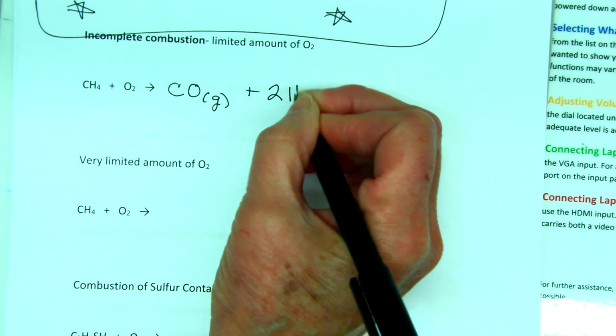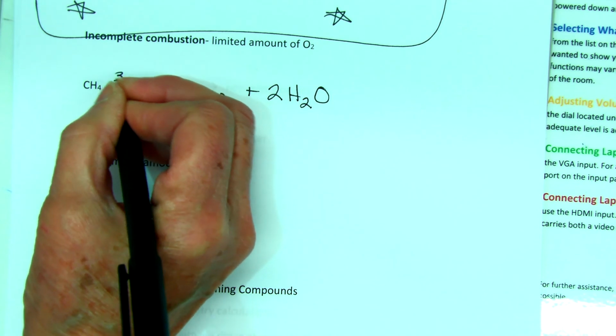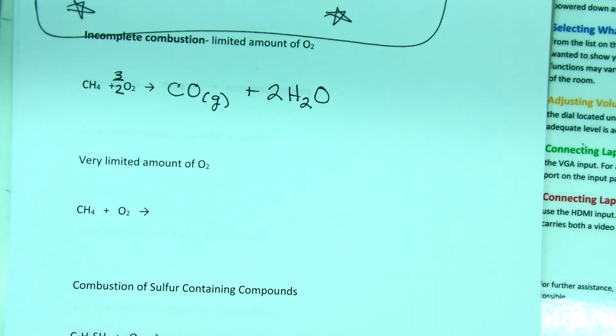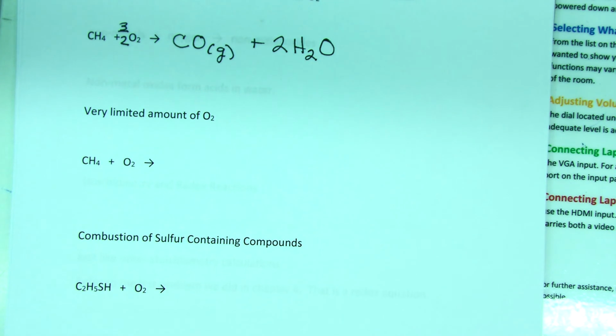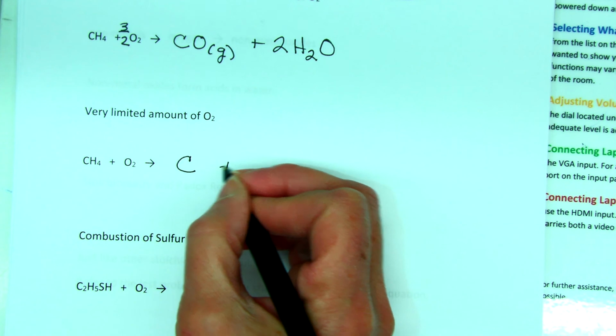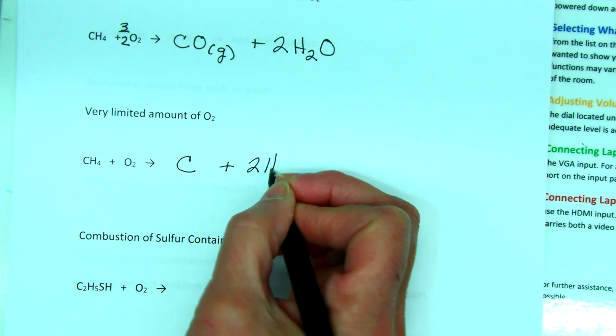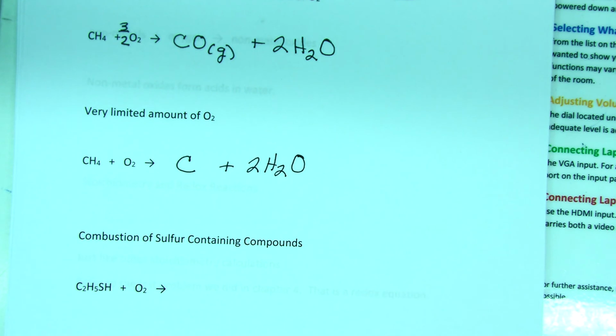And again, we need to make 2 waters, and we need 1.5 or 3/2 of oxygen here because I'm restricted on the amount of oxygen I have. And if we really limit the amount of oxygen, we don't even make carbon monoxide. We make carbon solid plus water. And this is when something's burning really badly and you see all that black sooty material.